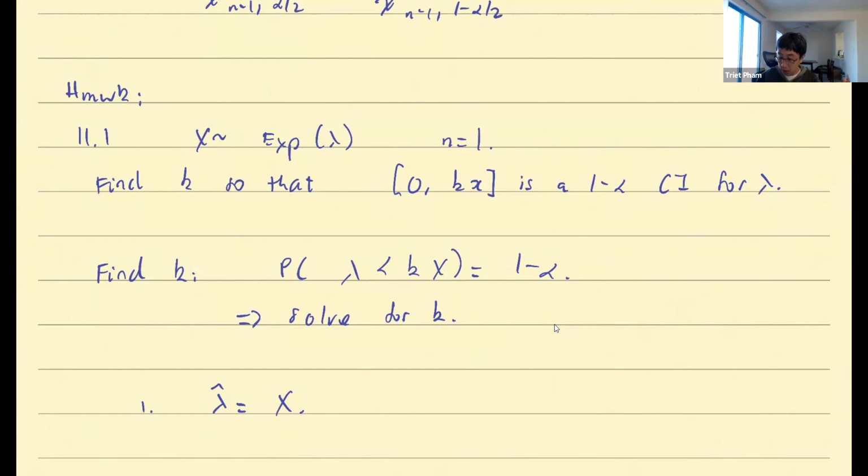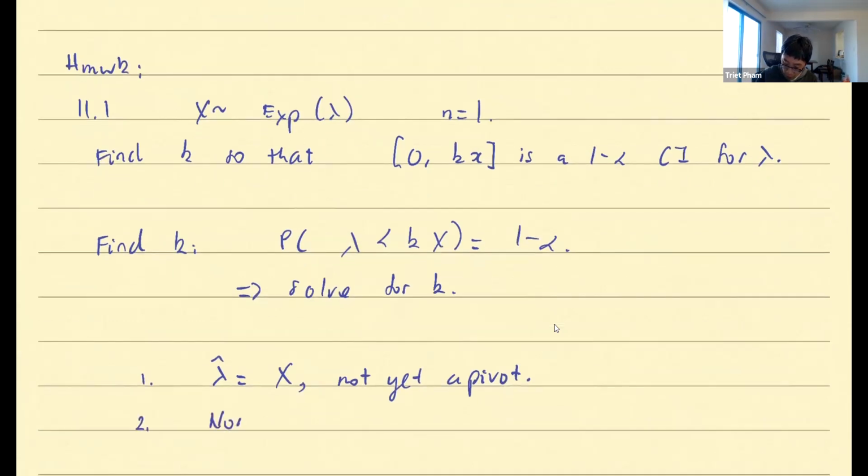Okay. Is this a pivot random variable? Exactly, not yet. Why? Because obviously its distribution depends on lambda, where lambda is unknown. Now, how to do the normalization? If you don't have experience in probability, you may have to think about it. But let me say this: what is the natural normalization here?